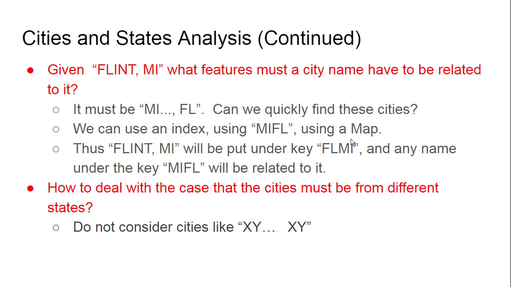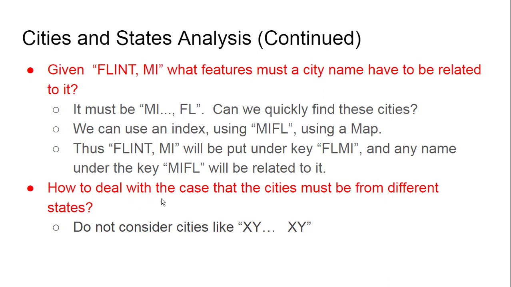So essentially, the key idea here is that every city will have two keys. For example, for Flint, Michigan, one key is MIFL, the other is FLMI. We use one of the keys to put it in the map, and then in order to find how many other cities are related to this Flint, Michigan, we will search the map using this reverse-order key. Then we'll be able to find Miami, Florida, because it will be put under the corresponding key.